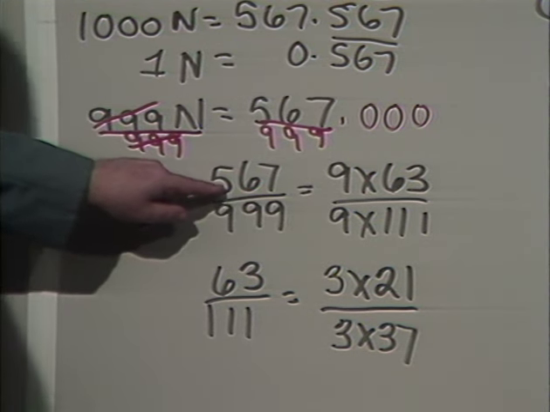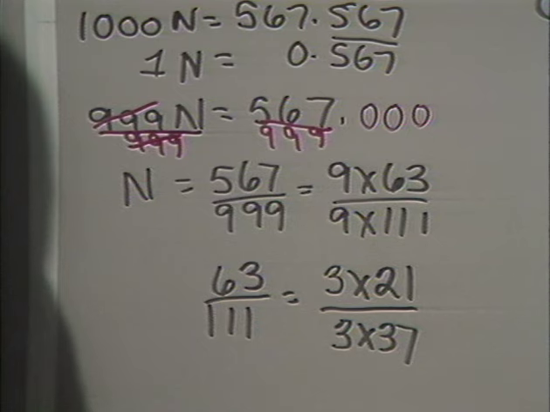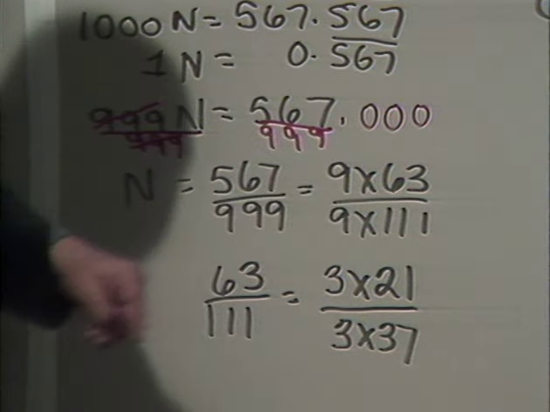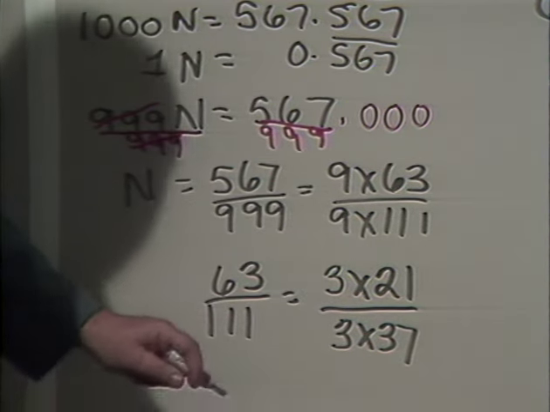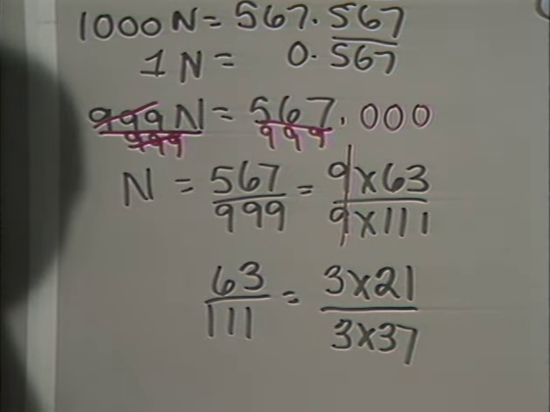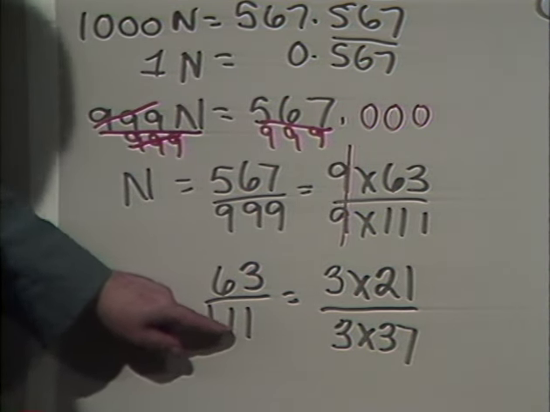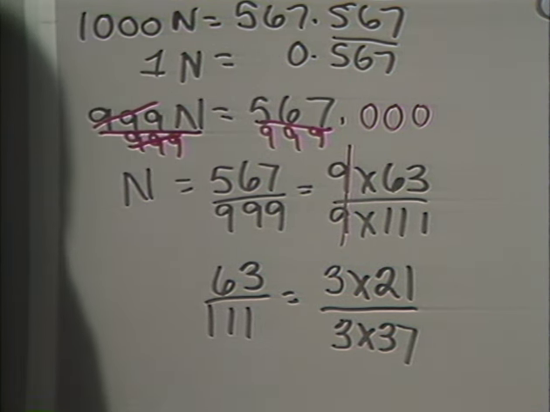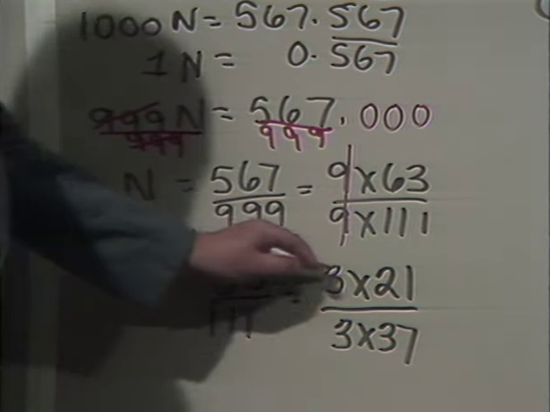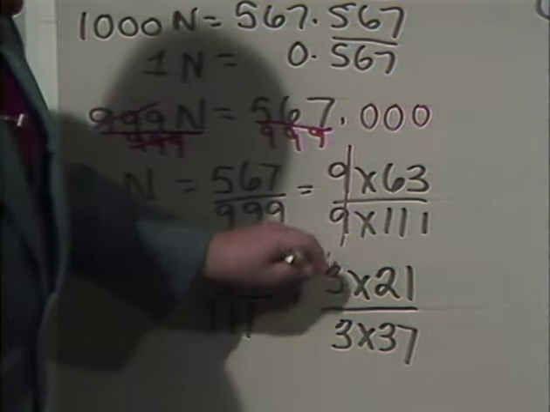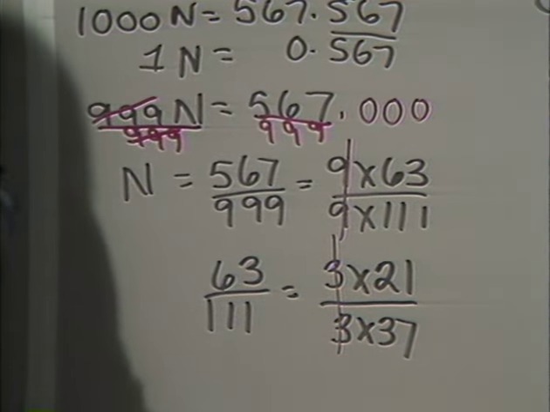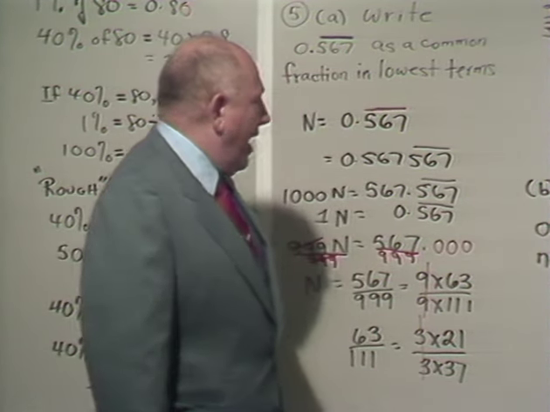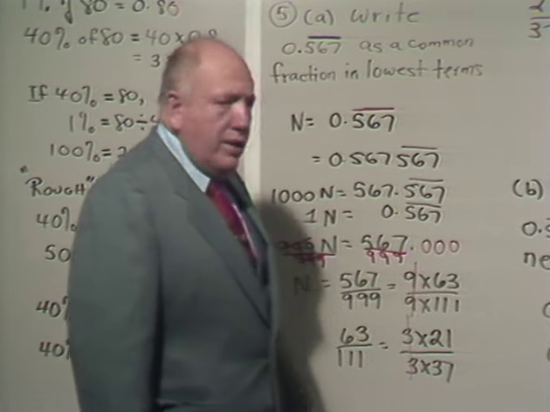Notice that the sum of the digits here, 5 and 6 are 11 and 7 are 18. 18 is divisible by 9. That tells me that 9 is a factor of the numerator. The numerator is 9 times 63. The denominator is 9 times 111. I cancel the 9s. I now have 63 over 111. 1 plus 1 plus 1 is 3, so my denominator is divisible by 3. 6 plus 3 is 9, so my numerator is divisible by 3. The numerator is 3 times 21. The denominator is 3 times 37. So the fraction is 21 over 37. And this can't be broken down any further because 37 is a prime. So the answer to the problem is 21/37.